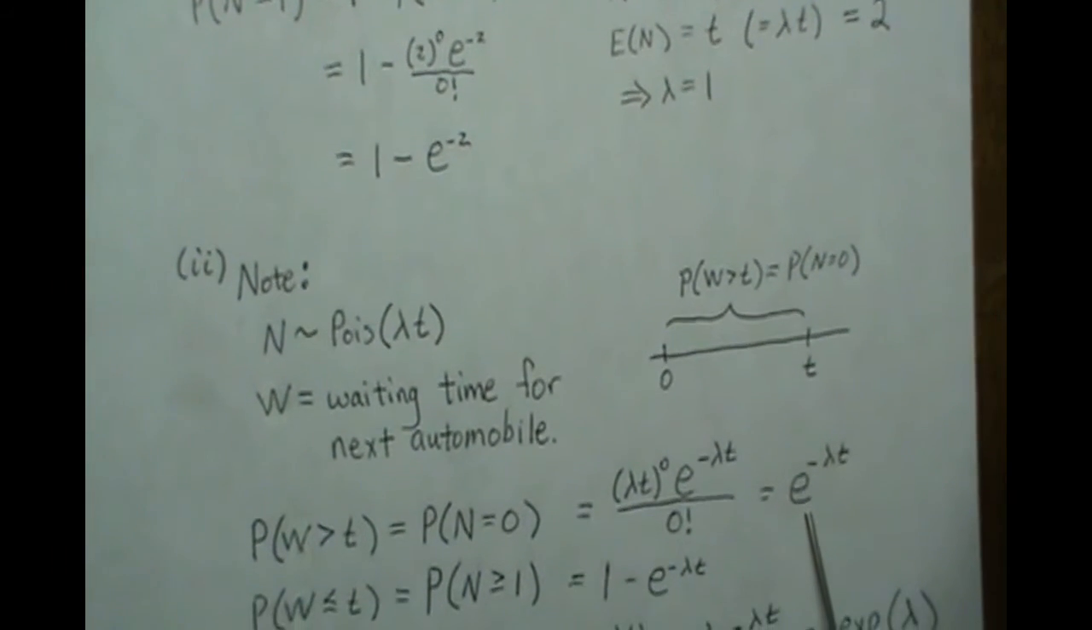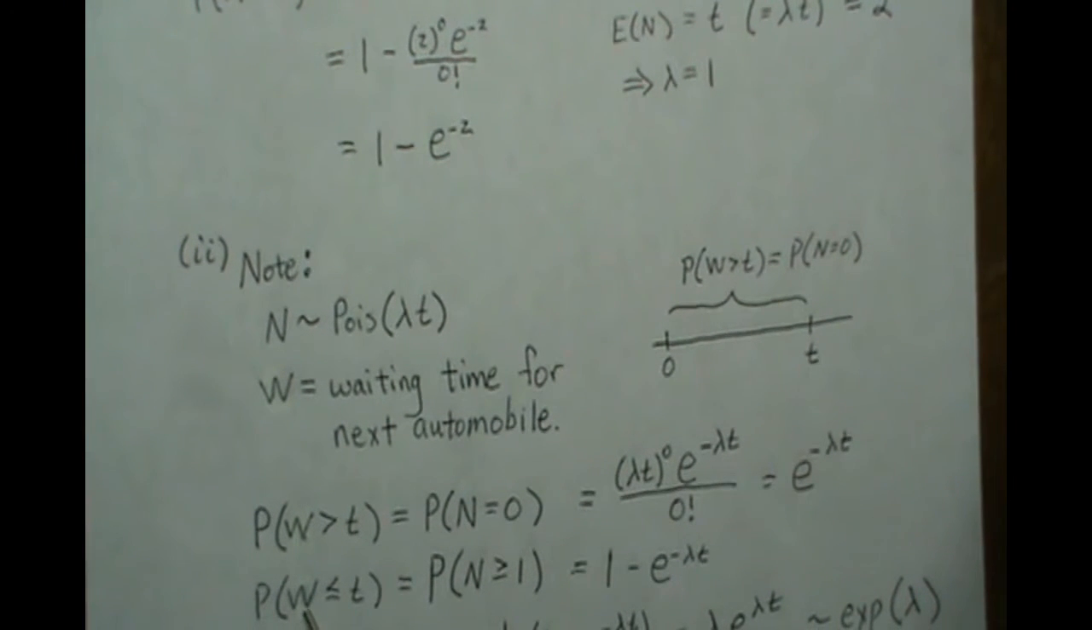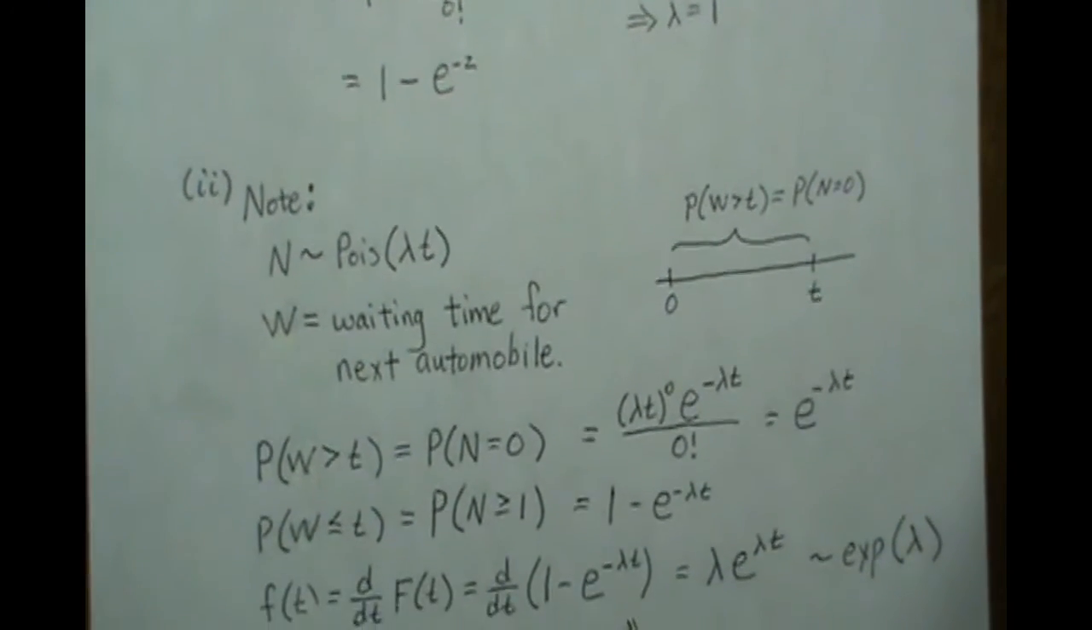Now let's look at 1 minus that. The probability that W is less than or equal to t: if the wait time is less than t, meaning we see at least 1 automobile, we observed 1 or more events. And so that's 1 minus what we got here, which is this.